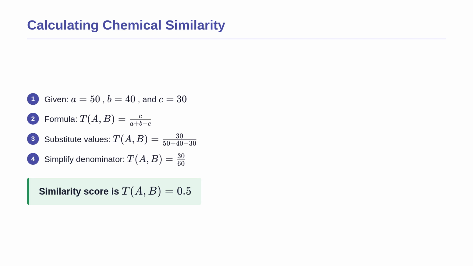We choose the Tanimoto coefficient because it perfectly handles these molecular fingerprints. We substitute 50 for A, 40 for B, and 30 for C into our formula. The denominator becomes 60, representing the total unique features. Dividing 30 by 60 gives us a final score of 0.5. In computational biology, a score of 0.5 means the molecules are moderately similar, warranting further investigation.